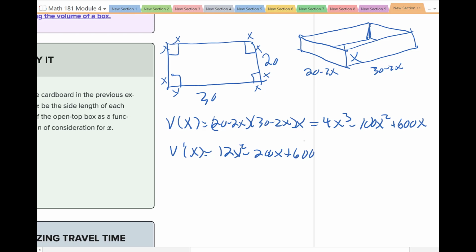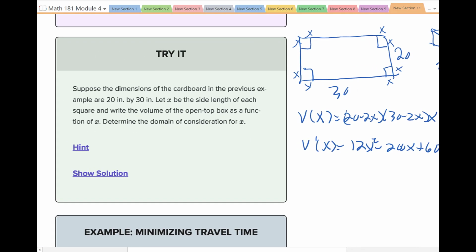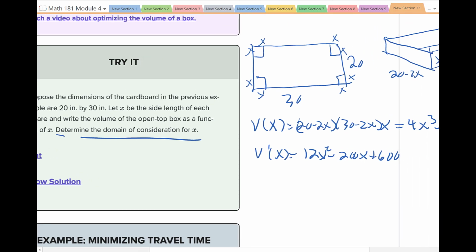And I just made the same mistake. I didn't read all the instructions. All it says is determine the domain of the consideration for x. Given that x can't be more than halfway across the shorter side, x would be in the interval from 0 to 10. If it's at 10, then you really have no width, you just have length.